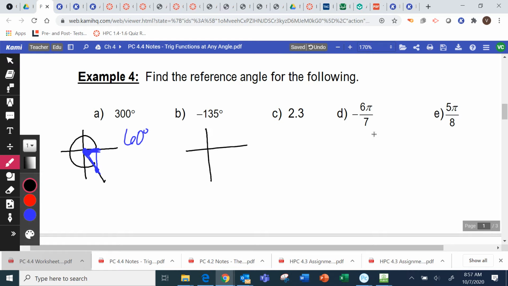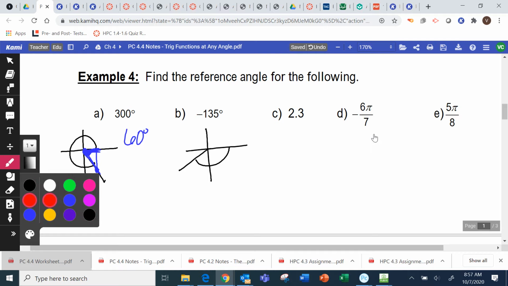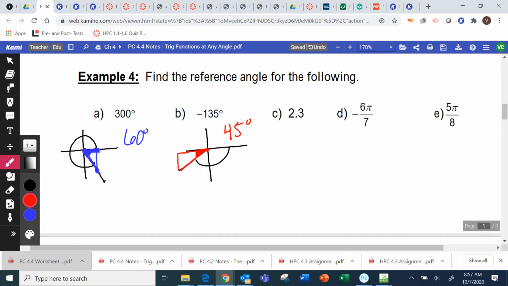B, negative 135. The reference angle connects the x-axis and the terminal side. What would this reference angle be? 45. We do not say negative 45, even though I would be going in a negative direction. The reference angle is never a negative number. It's part of a triangle that I would form.